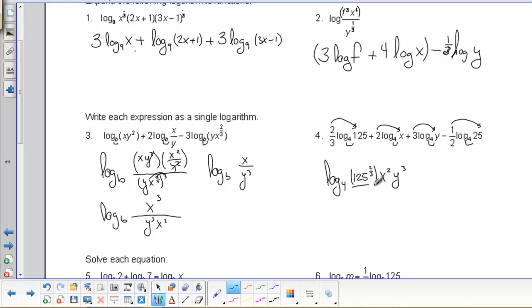The next thing is division, so I'll be writing my division of 25 to the 1/2 power. Now let's simplify our numbers. 125 to the 2/3 power is 25, so it's log base 4 of 25x squared y to the 3rd divided by 5. The 5 and the 25 cancel out, and my final simplified answer is log base 4 of 5x squared y to the 3rd.